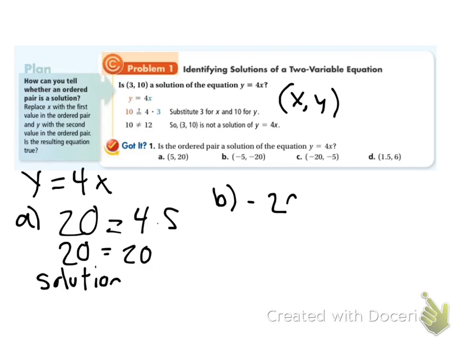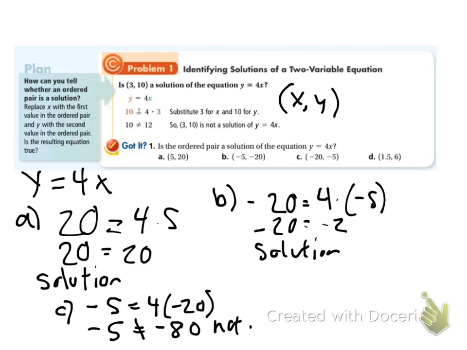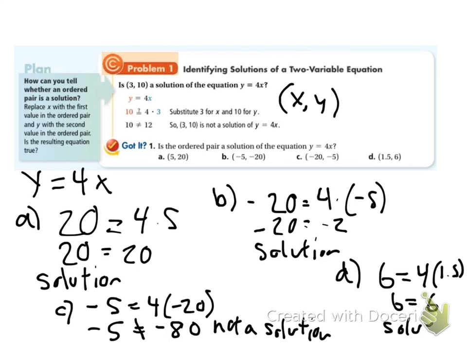B, negative 20 equals 4 times negative 5. That's negative 20 equals negative 20, so B is also a solution. Let's do C down over here. Negative 5 equals 4 times negative 20. So negative 5 equals negative 80. That is not true, so that is not a solution. And finally, D, 6 equals 4 times 1.5. 6 equals 6, so that is a solution.